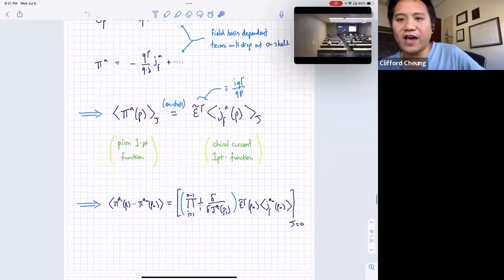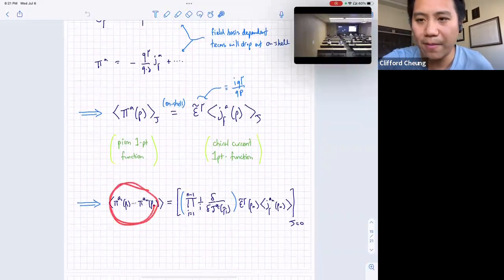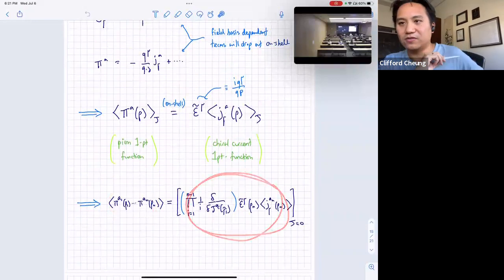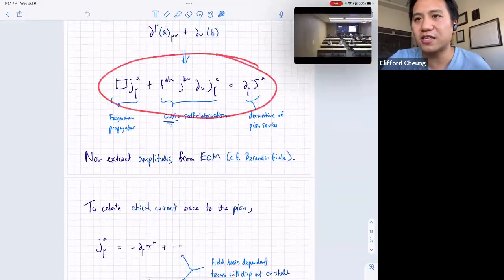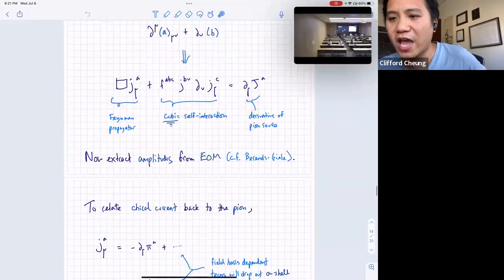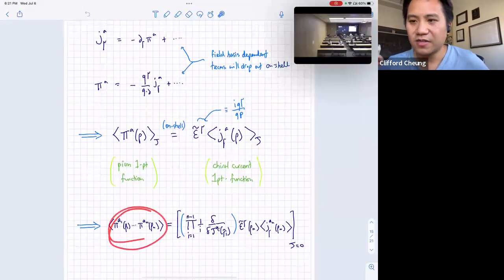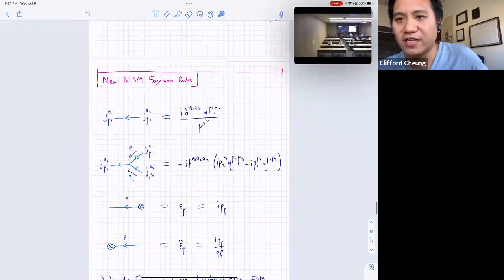I'll go through this a little fast because it's not super important, but the point here is that any pion amplitude can be related to chiral current amplitudes, so to speak. In other words, the classical solutions to this equation of motion for little j encode all pion amplitudes inside them. If I just write down what the Feynman rules are for that theory, here they are.